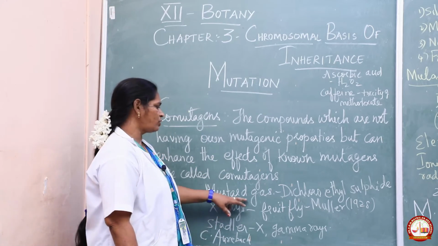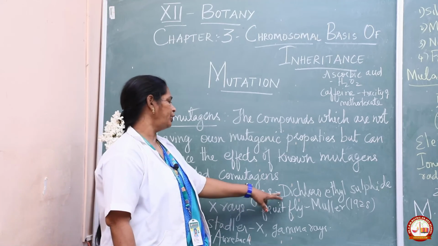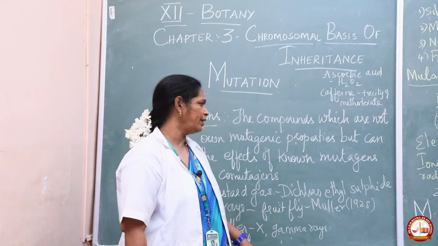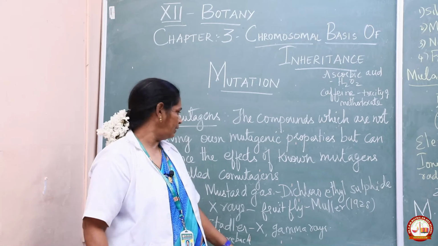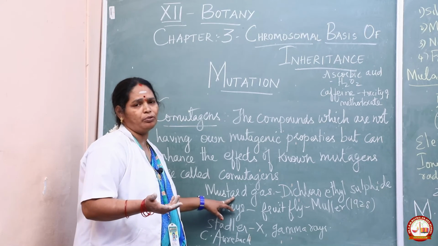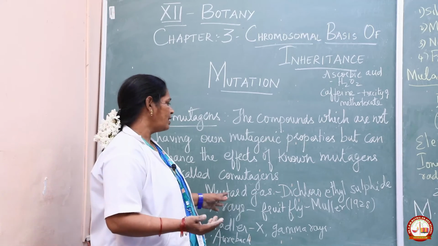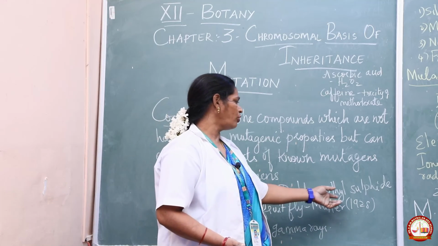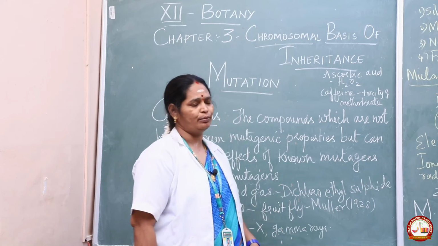And the next one is mustard gas, which enhances dichloroethyl sulfide to induce a mutation. Here the mustard gas was used. It does not show mutational properties itself. What it does is enhance the dichloroethyl sulfide to induce a mutation.